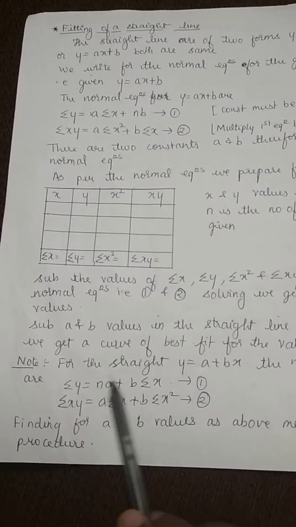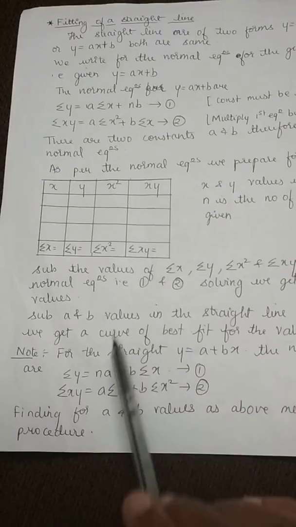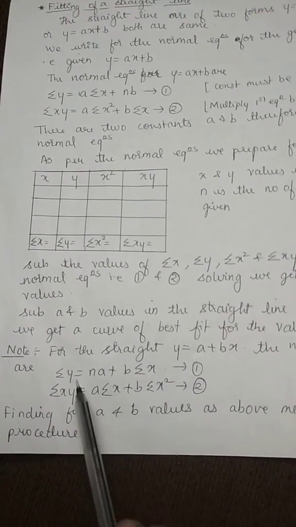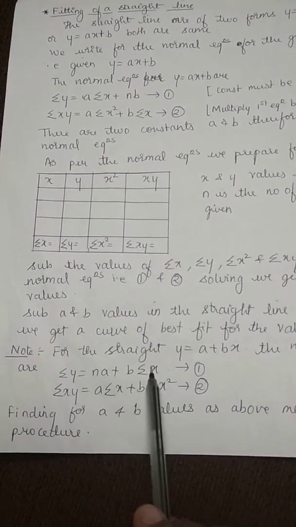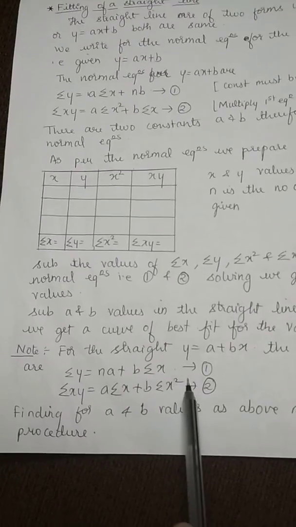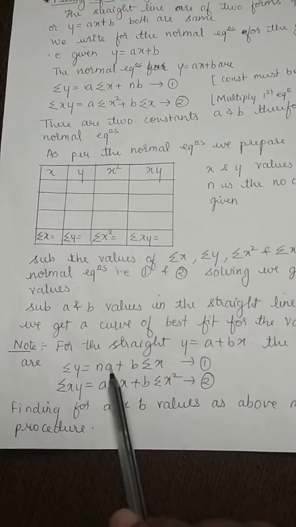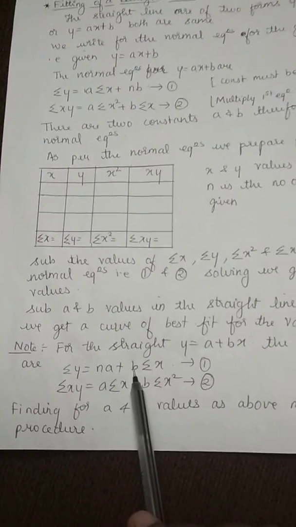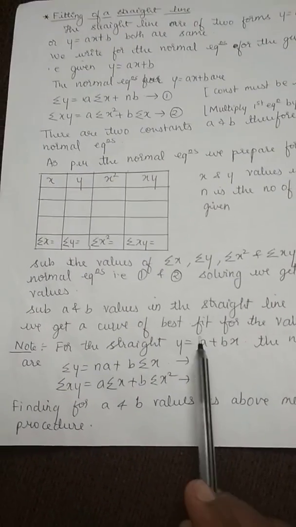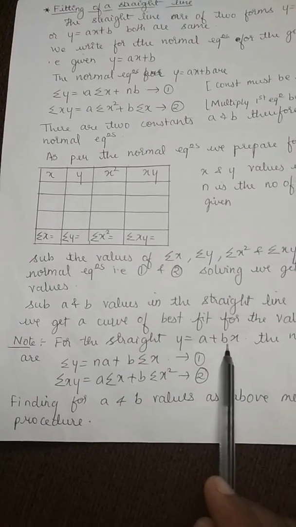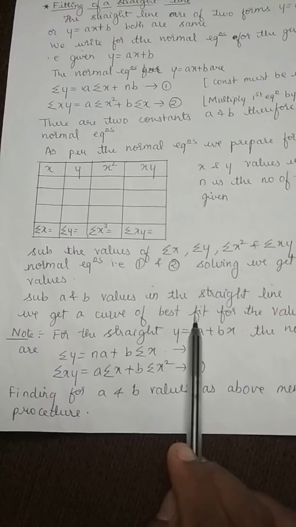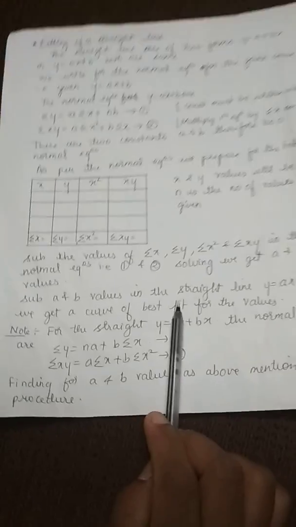The table, whatever required values, will be the same for both the cases. So, you can consider the values of summation y, summation x, summation xy and summation x square. We will get two normal equations in a and b. Solving on the calculator and substituting the a and b values in the curve y is equal to a plus bx, we get the required curve of best fit. This is about a straight line.